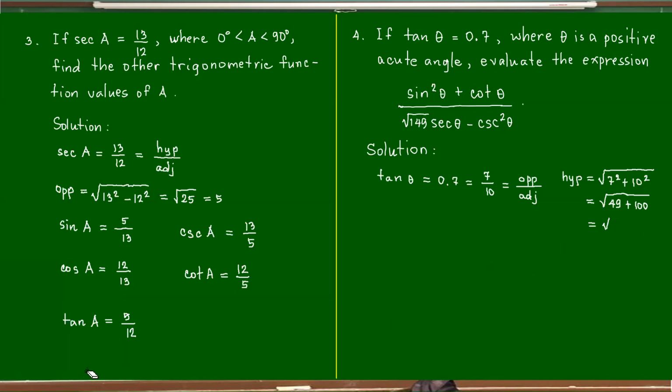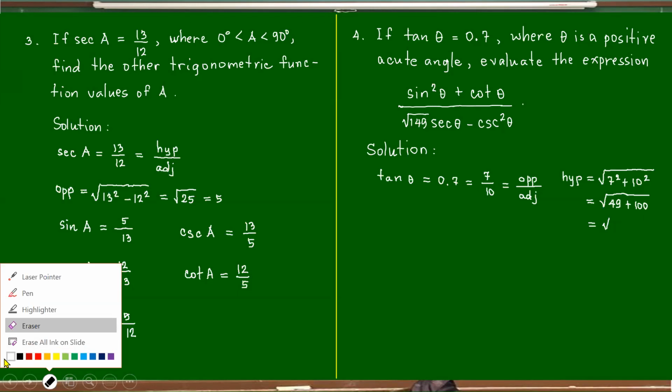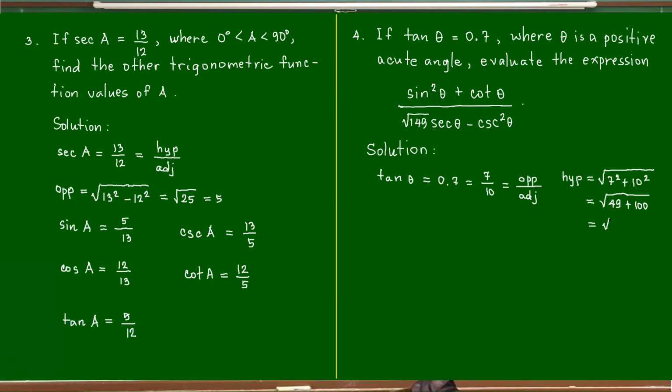So what is this? Square root of 149. So 149. Okay, so that is now the hypotenuse. We can now evaluate this expression.